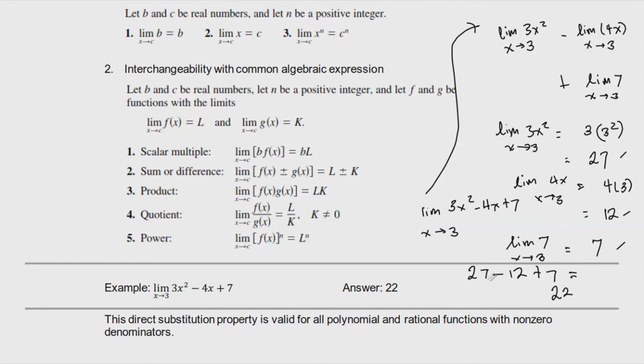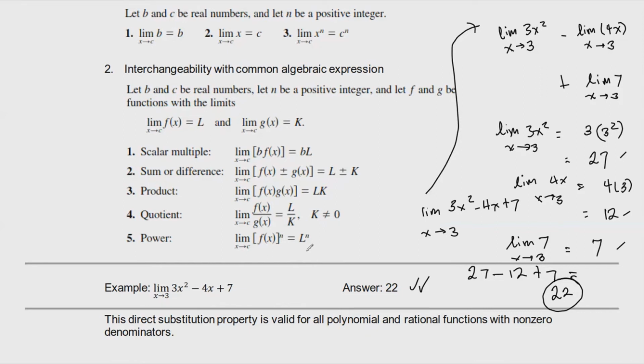Okay, so let's just check. It should be 15 plus 7, so 22. So we've obtained the correct answer. So I've done that just to show you how it works for this kind of function, and it says here that this direct substitution property is valid for all polynomials and rational functions with non-zero denominators.